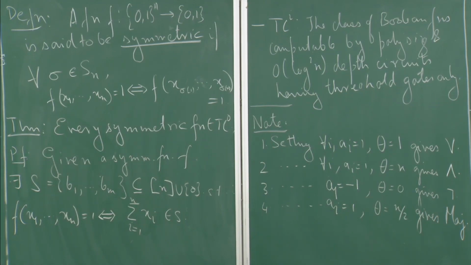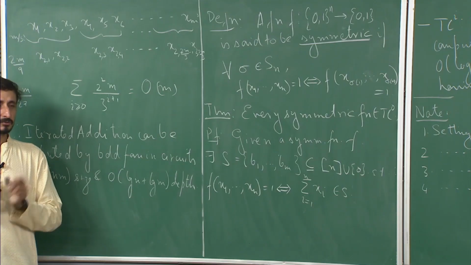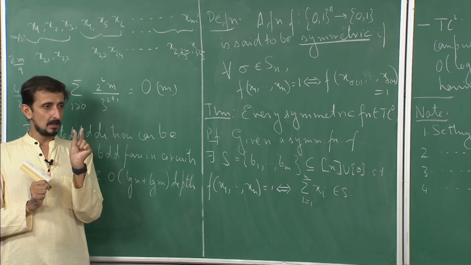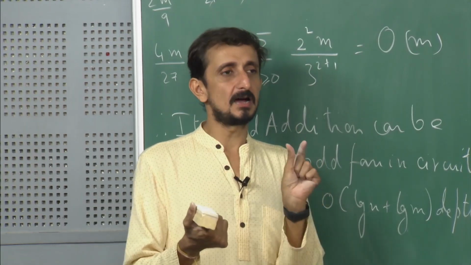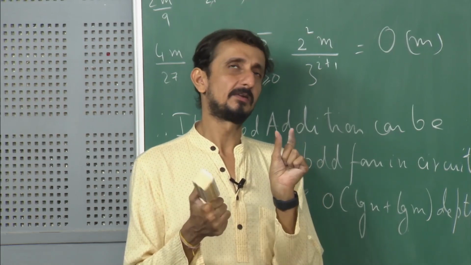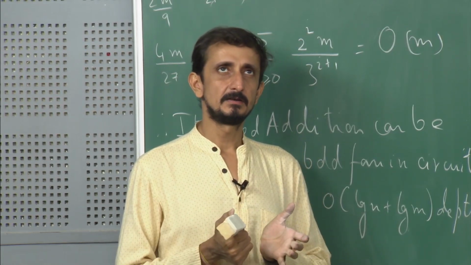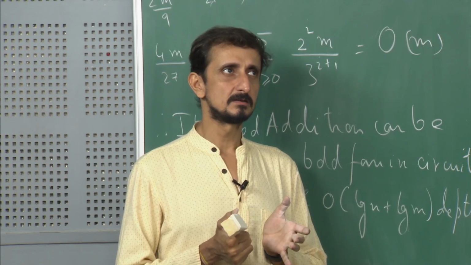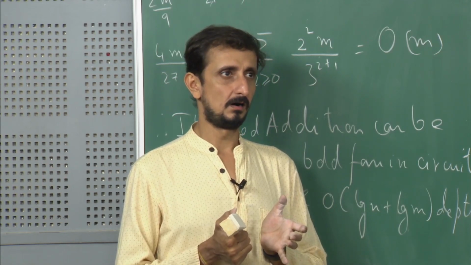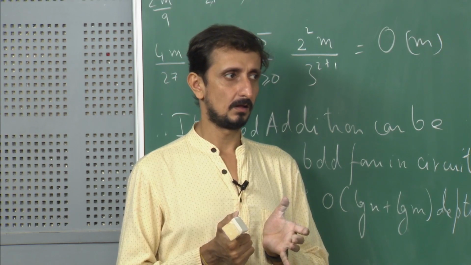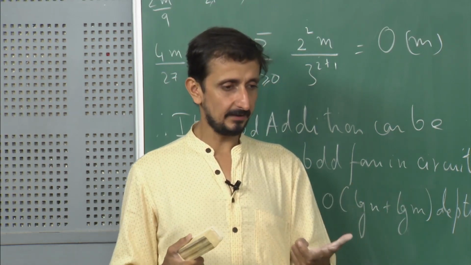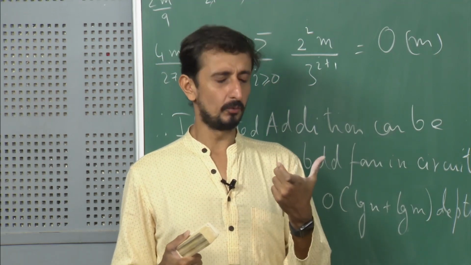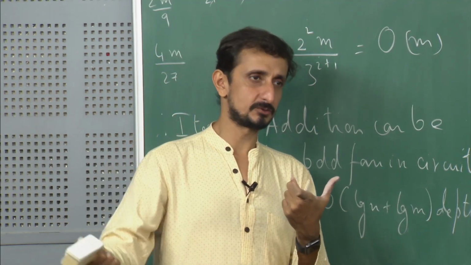M is some number, an arbitrary number, it depends on the specific function. So M essentially means how many ones there are on an input on which f evaluates to 1.